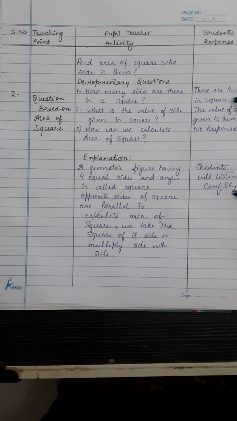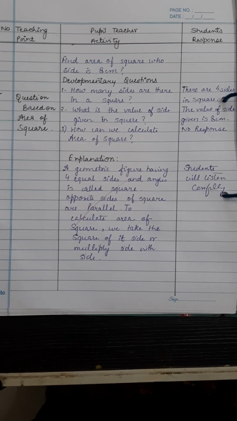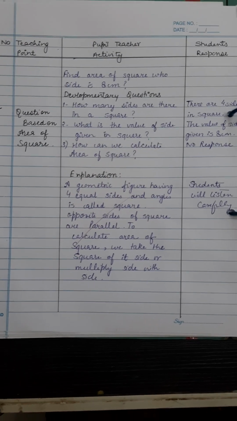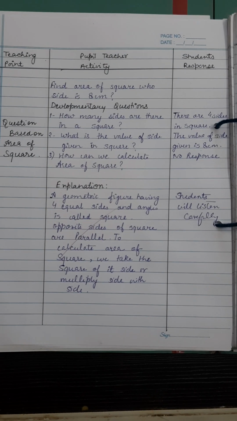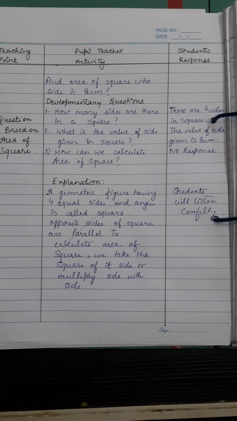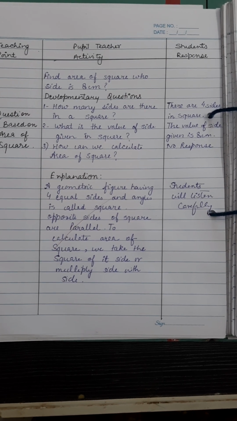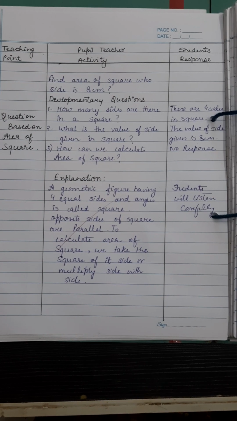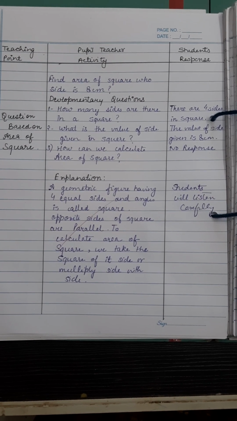Now the second teaching point is question based on area of square. The second teaching point is the same as the first. Now the question we have changed: find the area of square whose side is 8 centimeter. The developmental questions based on it are, first, how many sides are there in a square? There are 4 sides in a square. Second question, what is the value of side given in a square? The value of side given is 8 centimeter. Then the third question, how can we calculate area of square?